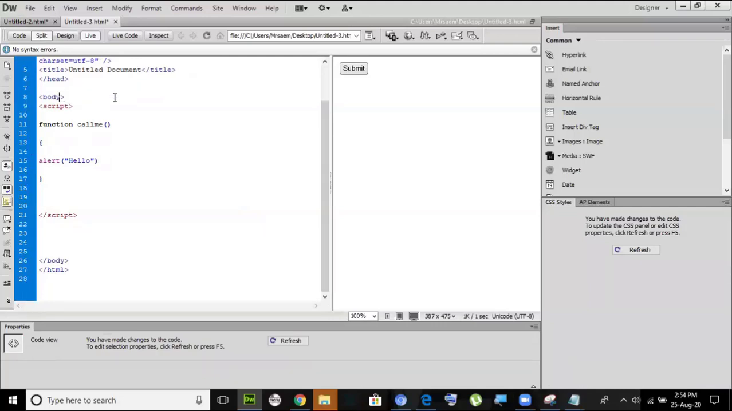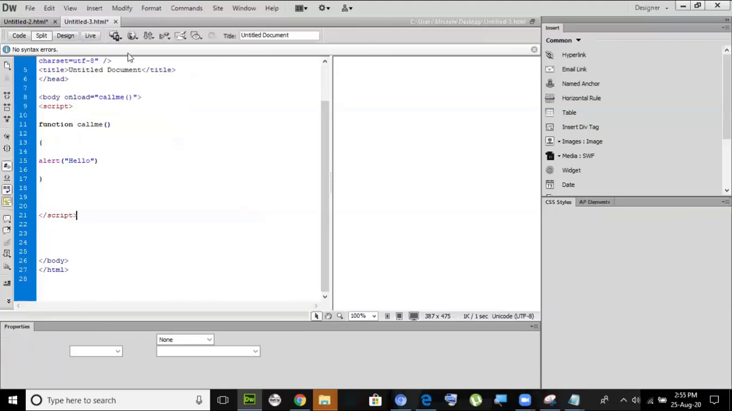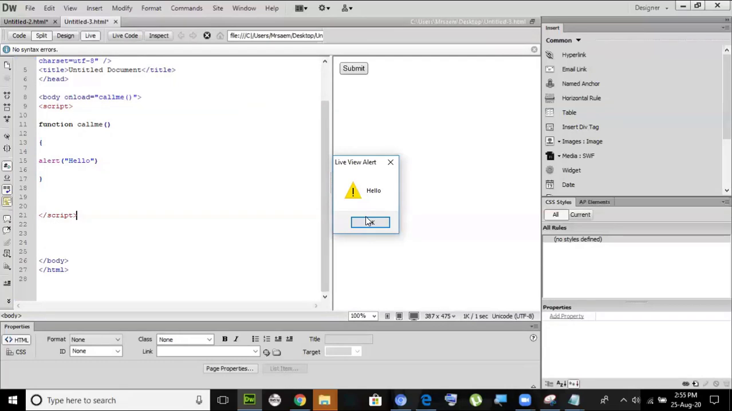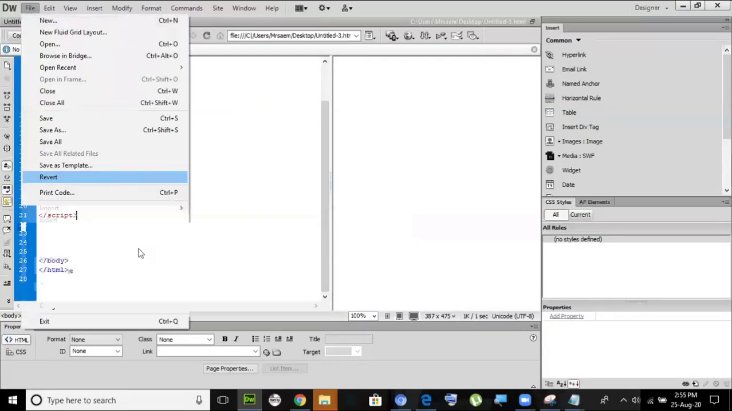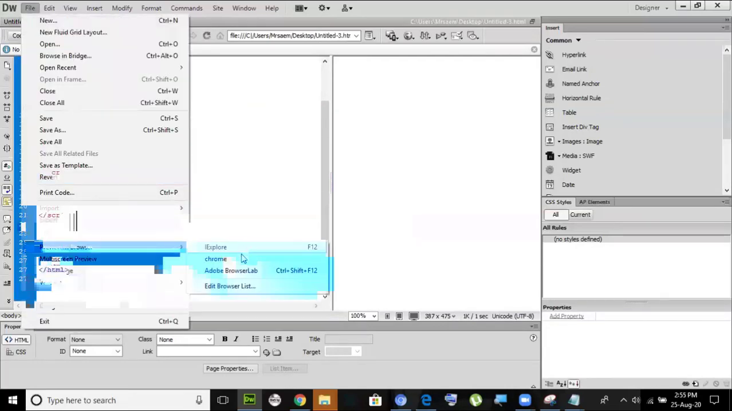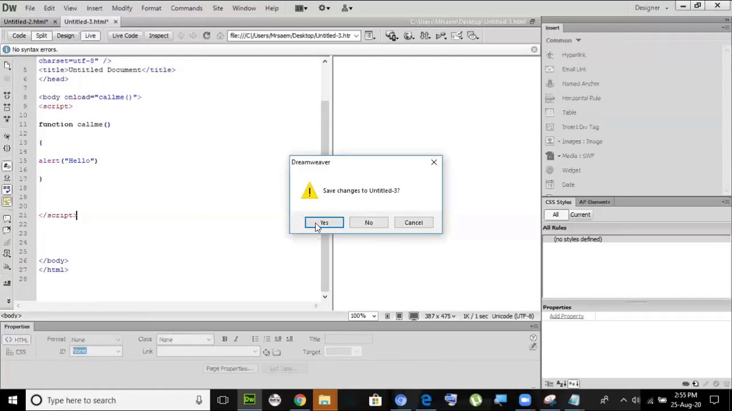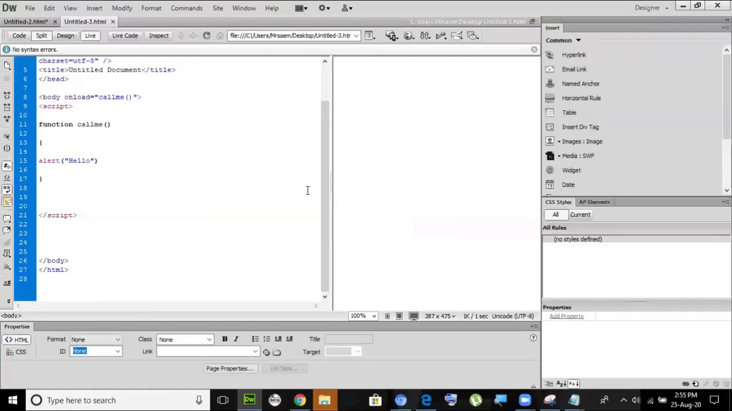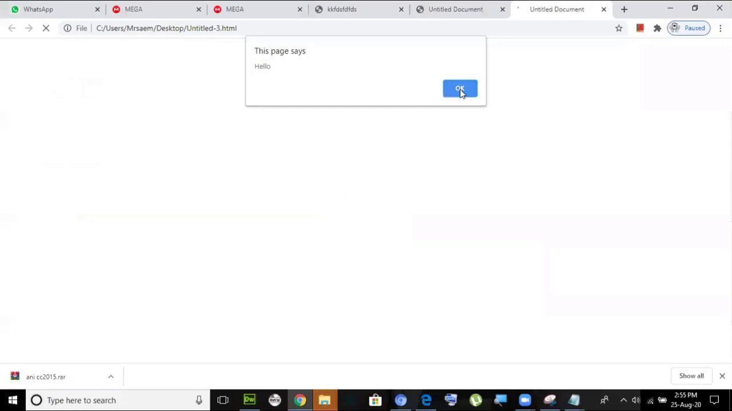The body of the web page. I could say on load of my page, please trigger it. So as soon as I click on this, it works. This means if I preview this in the browser, it comes right away.